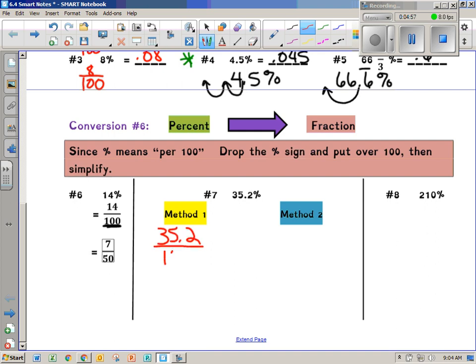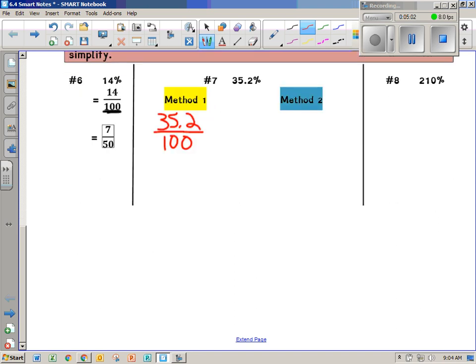35.2 over 100. But remember, I want a fraction, and right now my fraction has a decimal inside of it, which is not a good thing. So if I want to get rid of that, I'm going to have to multiply the top by 10 and the bottom by 10. And you might be asking yourself, why did she pick 10? Well, I want that 35.2 to become a whole number. So the decimal needs to move one place, so that means multiply by 10. So I get 352 over 1,000, since 100 times 10 is 1,000. Then I just have to simplify.